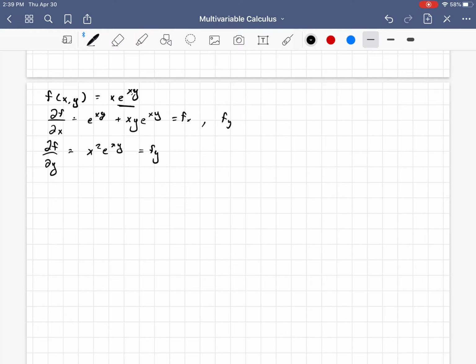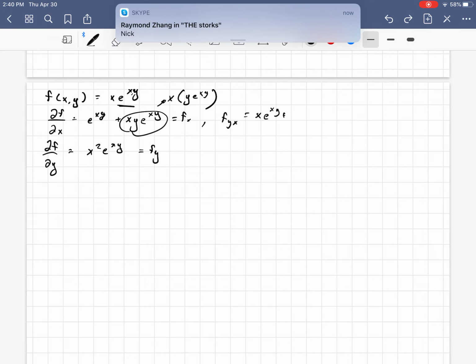So now, if I were to find f sub yx, so take this and then differentiate with respect to y, I get x e to the xy plus, now for this part I'm going to have to use the product rule again. So let me view this x times y e to the xy as x times the quantity y e to the xy. And the reason why I'm doing that is because x is just a constant, so I don't really have to worry about it. I can just take the derivative of that and then multiply the whole thing by x, and it would be just as easy. You don't have to think about it like that. I just think it helps me.